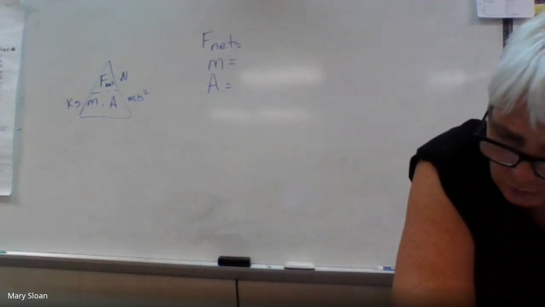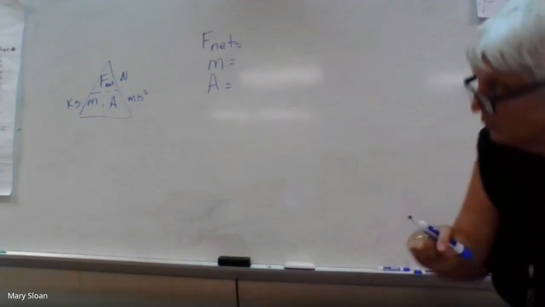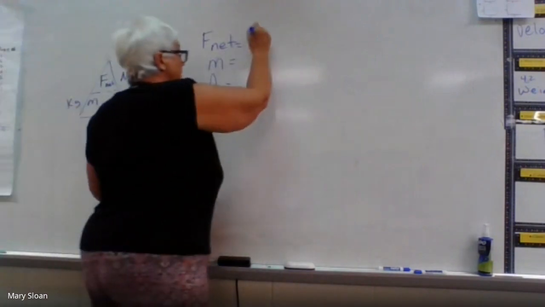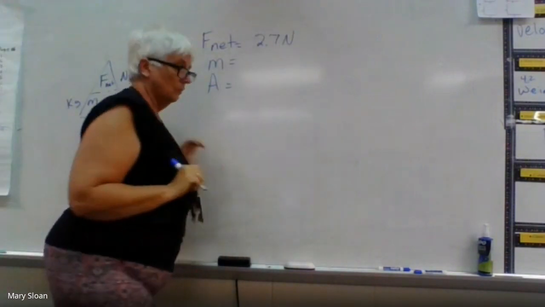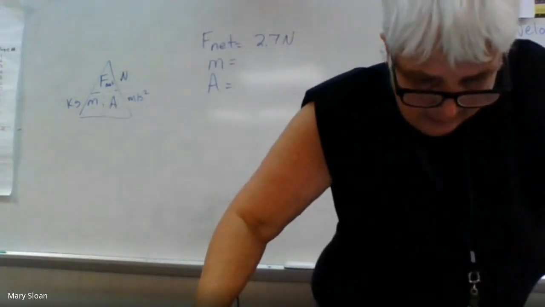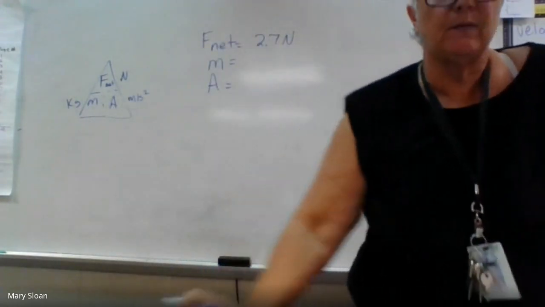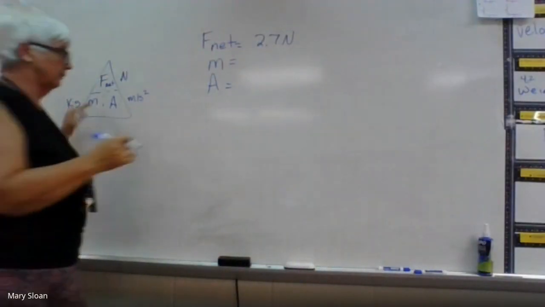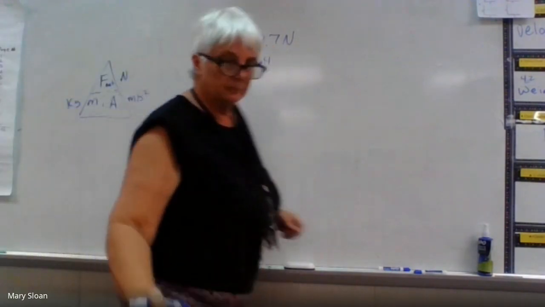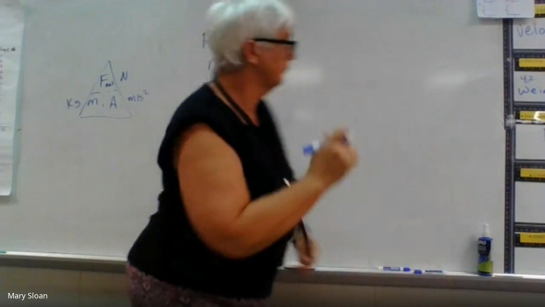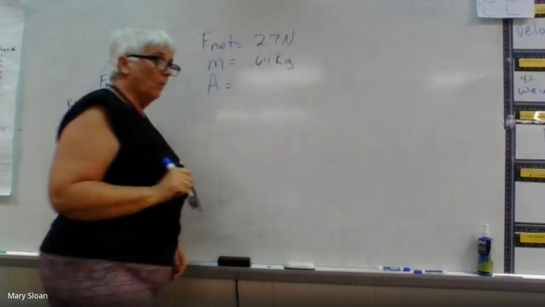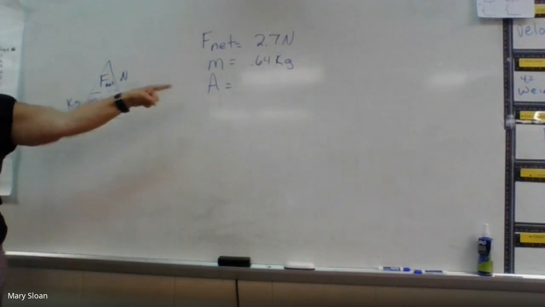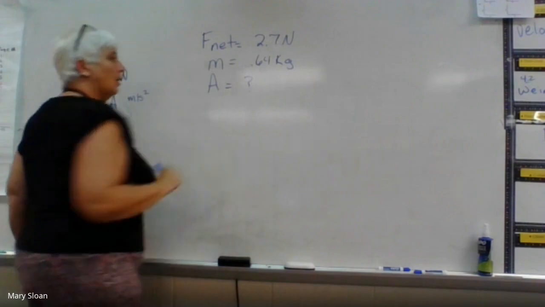Okay, the spring scale is used to exert 2.7 newtons. Where are the newtons at? Right there, so that's 2.7 newtons. The next thing it says is that the cart's mass is 0.64 kilograms. Where's 0.64 at? And what is it looking for? Acceleration, correct?